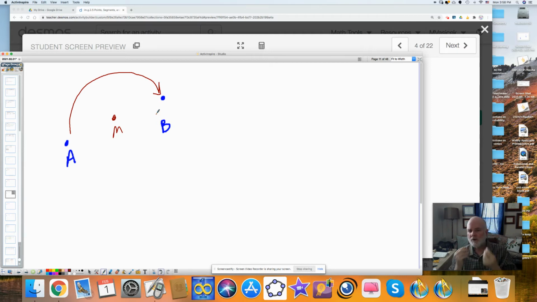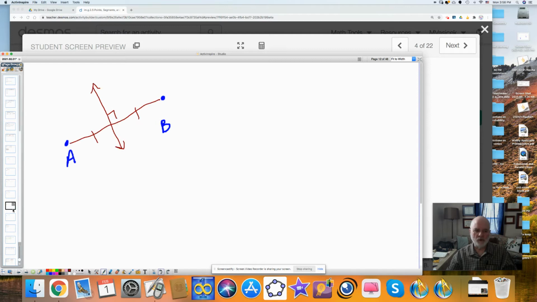Now, when I do a rotation, I have to define the point of rotation, the degrees of rotation, and the direction, unless it's 180, in which case it's moot because it's the same either direction. If I do a reflection, I have to define the line of reflection. Here I'm saying it's the perpendicular bisector. And then if I want to do a translation, I have to say what my directed segment is. I'm going from point A to point B.